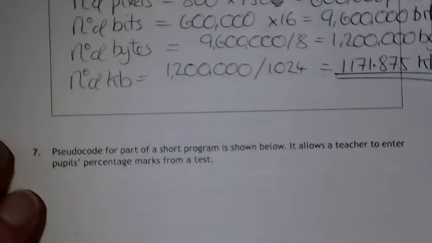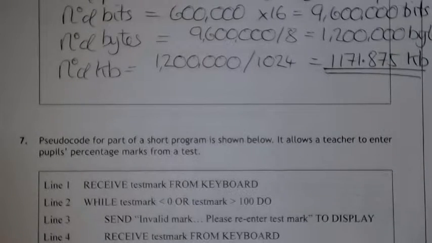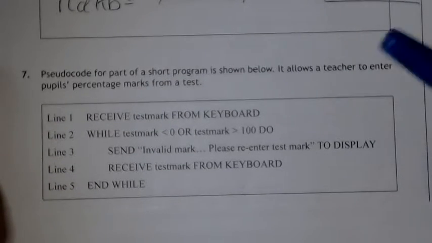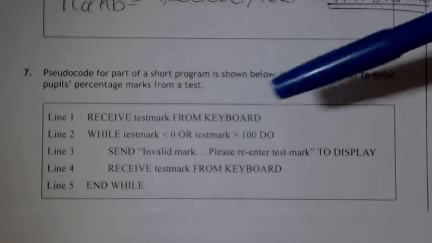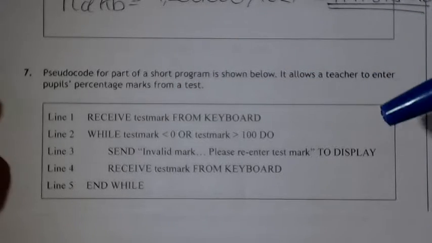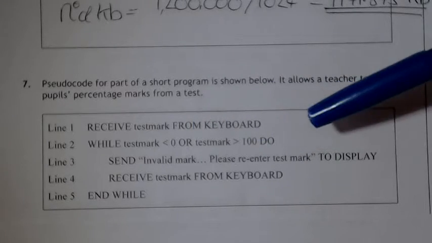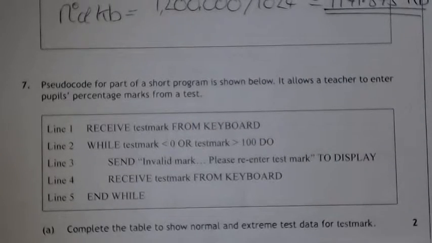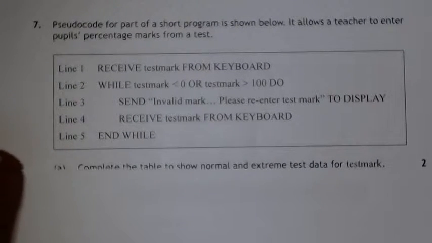Next question there is, it's asking you, there's a program below, and it's going to allow a teacher to enter marks percent from a test, okay. So what we've got is this pseudocode. It says receive the mark, and while the mark is less than 0 or it's above 100, it's invalid. So this is input validation, and it keeps on asking until you actually get a mark that's between 0 and 100. So complete the table to test for normal and extreme.